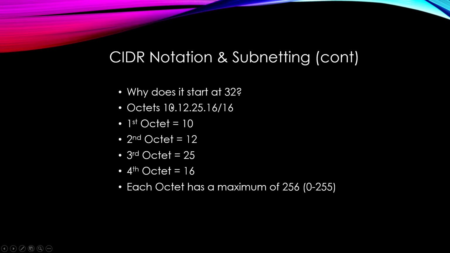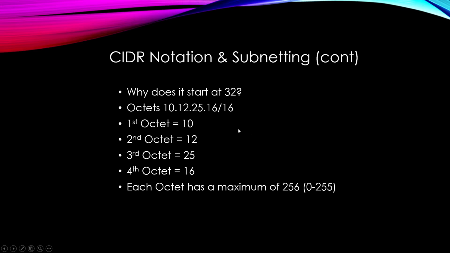So your first octet would be 10, your second octet would be 12, your third would be 25, and your fourth would be 16. And each octet has a maximum of 256 values, but it starts at 0, so the way you'll see it is 0 through 255, because 0 counts as your first address. So theoretically, you could have 255 in the first octet, 255 in the second, third, and fourth. That would be the absolute highest number you could possibly get to, and the lowest is obviously 0.0.0.0.